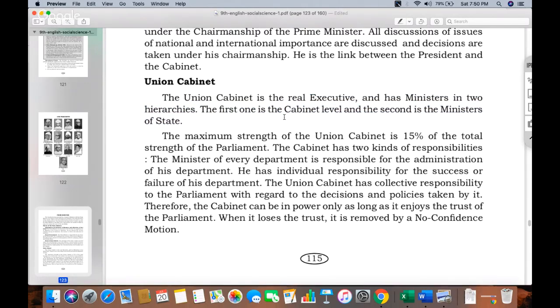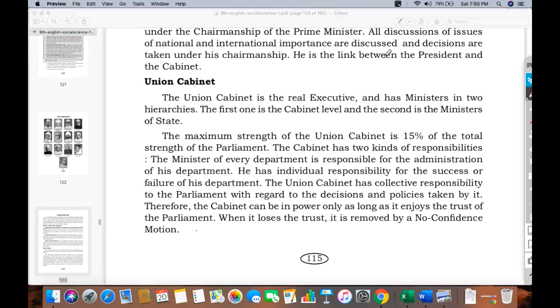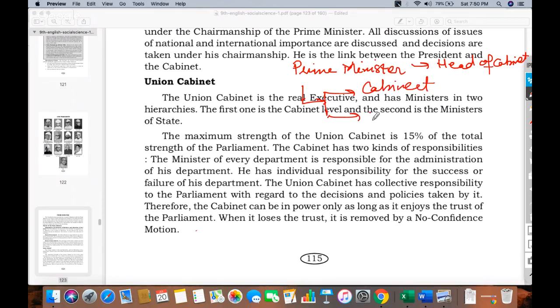So if you look at the Indian cabinet now, we have the Prime Minister of India, who heads the cabinet. Then we have two layers of minister. One is cabinet minister, and one is ministers of state. In ministers of state, we have independent charge, and non-independent charge, who are called Ministers of State.